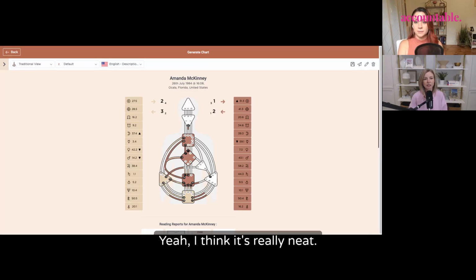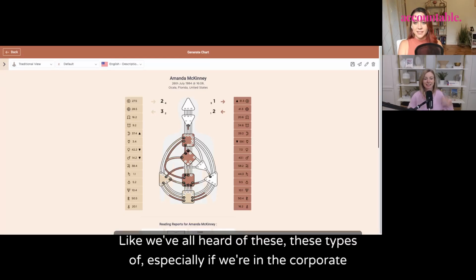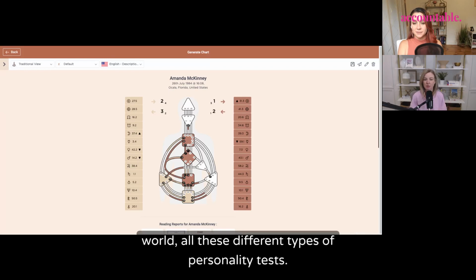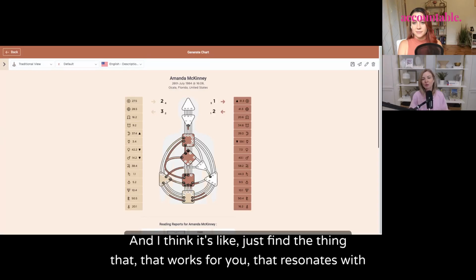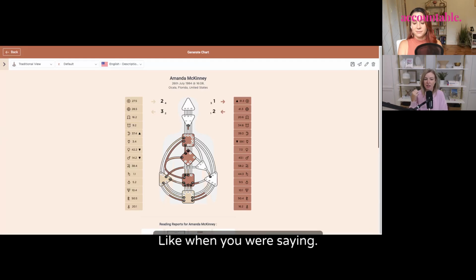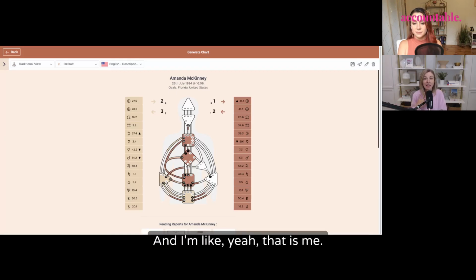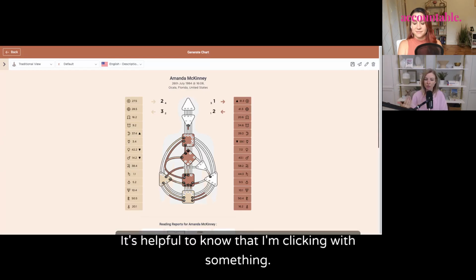Yeah, I think it's really neat no matter what someone resonates with, whether it's this or, I mean, a long time ago, it was like Myers-Briggs, right? Like we've all heard of these types of personality tests, especially if we're in the corporate world. And I think it's just find the thing that works for you, that resonates with you. And I think we as humans like to hear, oh yeah, that resonates. Like when you were saying you're able to do this and this is something that comes naturally to you, and I'm like, yeah, that is me. It's helpful to know I'm clicking with something.